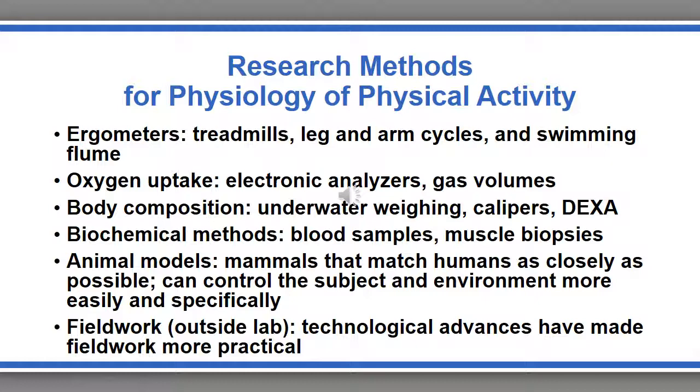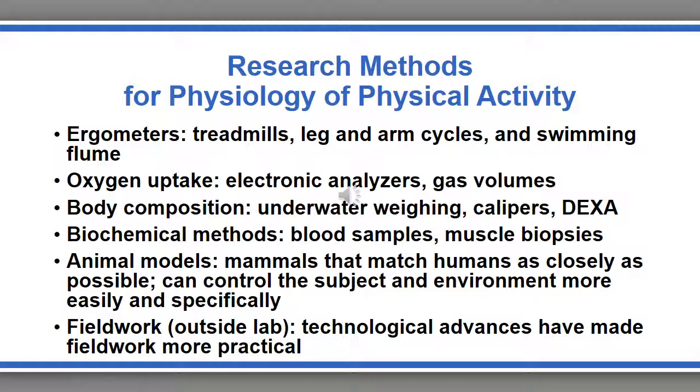We have electronic analyzers and gas volumes. Body composition we can measure through underwater weighing called hydrostatic weighing. We can use skin fold calipers that you'll learn to use in class, or DEXA is what we call the gold standard in finding body composition through X-rays. Biochemical methods we use looking at blood samples and muscle biopsies. Animal models are mammals that match humans as closely as possible, and we can control the subject and environment more easily and specifically.